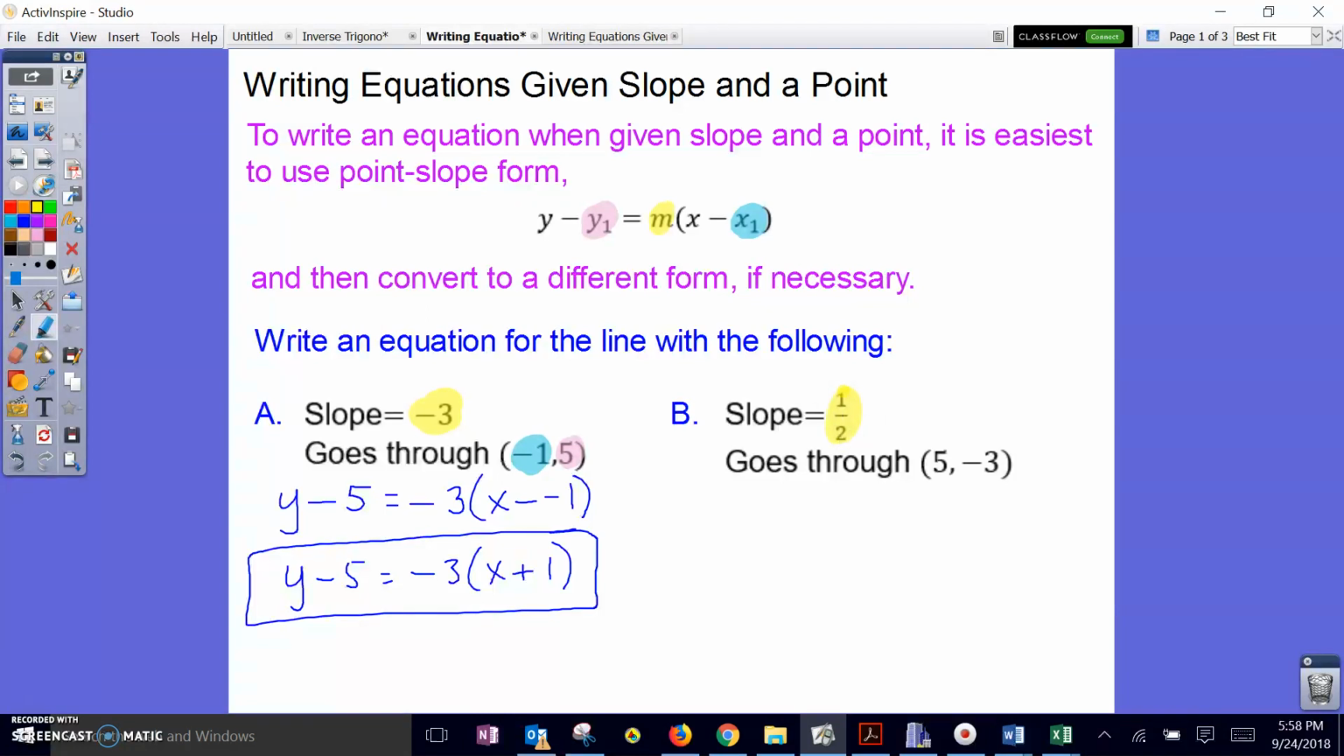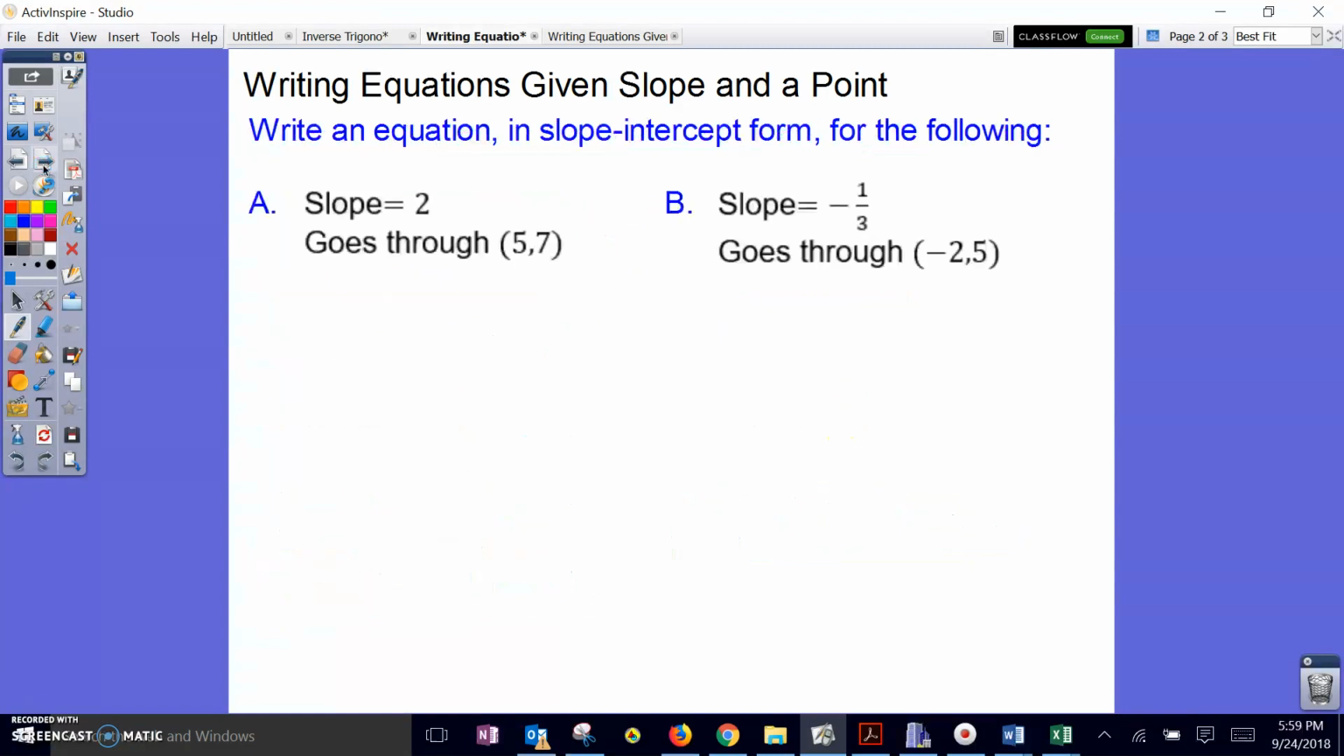We identify we've got a slope of 1/2. The x-coordinate of our point is 5, and the y-coordinate of our point is -3. And so we'll go ahead and substitute those into the appropriate places. We've got y minus -3, so I'm just going to make that y plus 3, is equal to 1/2 times the quantity x minus 5. And there's our equation with a slope of 1/2 that goes through the point 5, -3. Okay, easy enough when we're doing that.